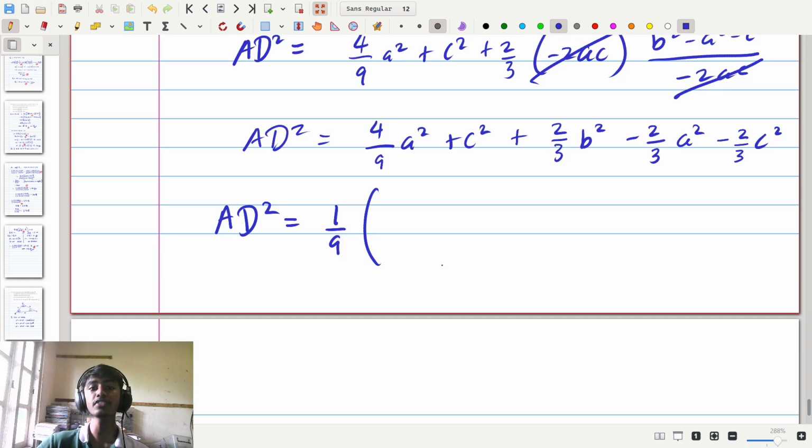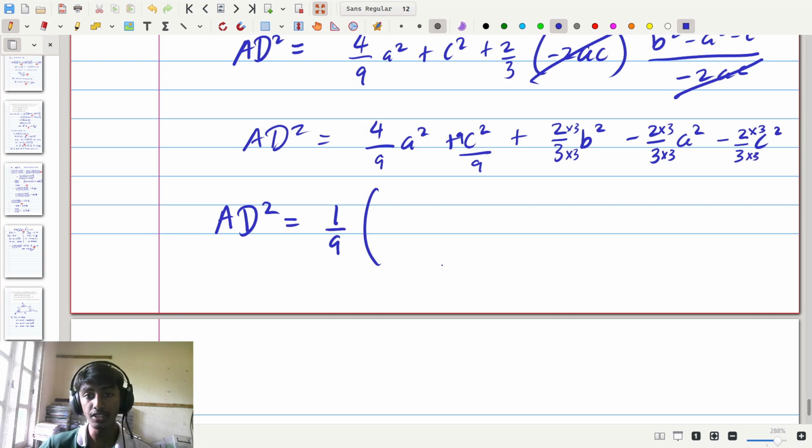Now on the inside we can see we have 4a squared, a c squared here which has to be turned to 9c squared by multiplying and dividing by 9, a 2/3 b squared which has to be turned into 2 times 3 divided by 3 over 3 b squared, a minus 2/3 a squared which has to be turned into 2 times 3 divided by 3 times 3 a squared, and a minus 2 over 3 c squared which has to be turned into 2 times 3 divided by 3 times 3 c squared.